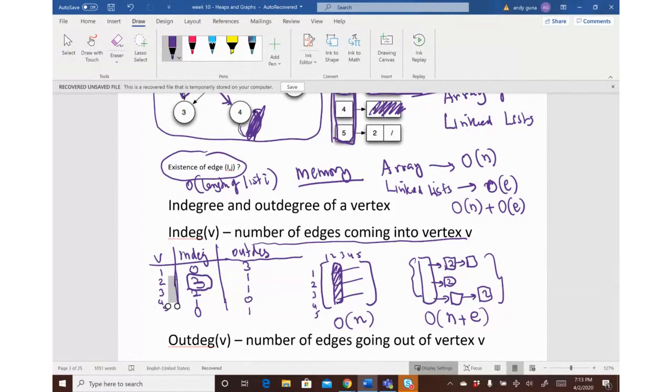Yeah, hash tables are possible, but you have to be careful because they might affect other operations. So let's not worry too much about that.